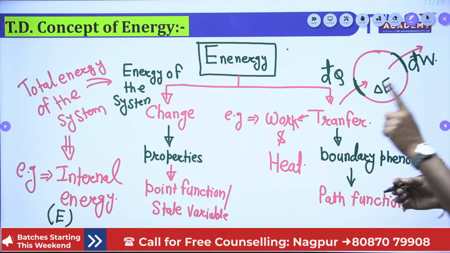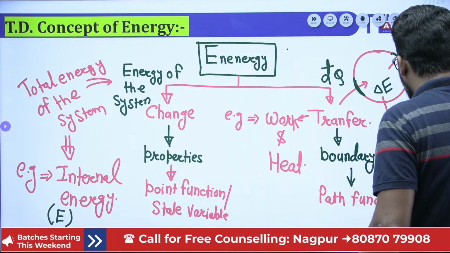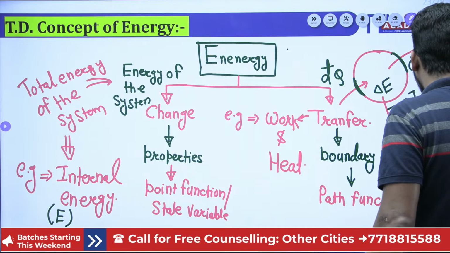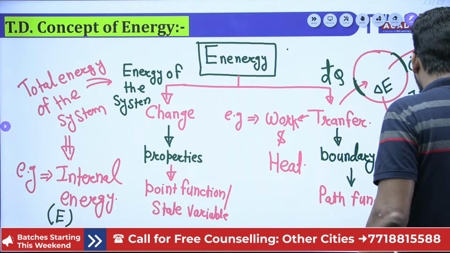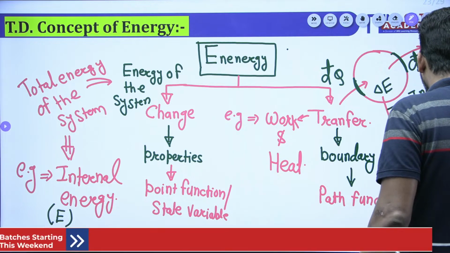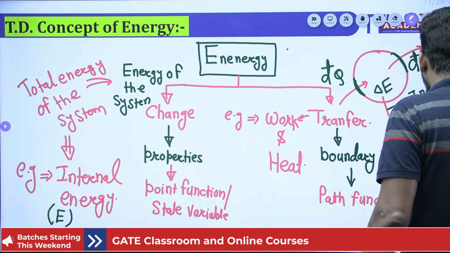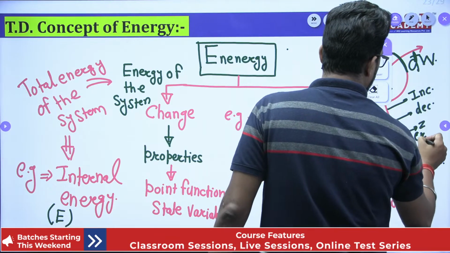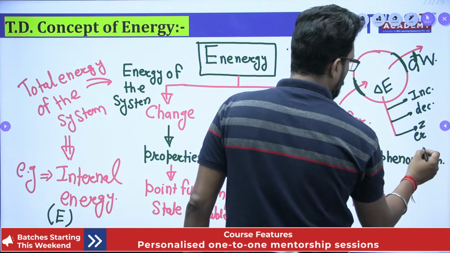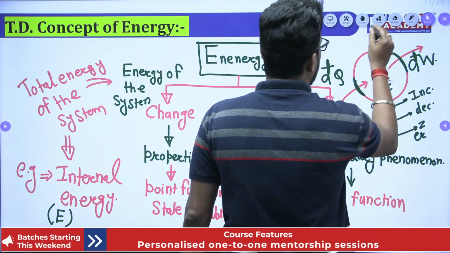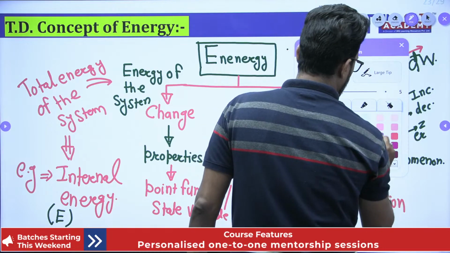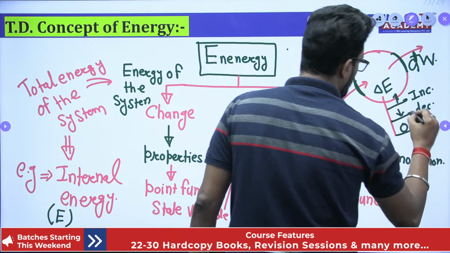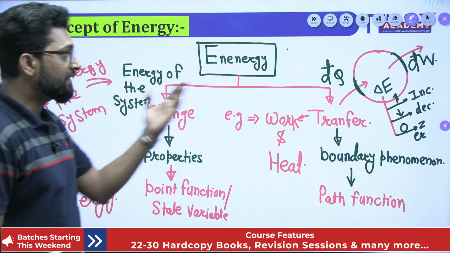The change can be zero. That means this change has three types: increase, decrease, or zero. This will increase, this will decrease, or zero. That means this is a system property.